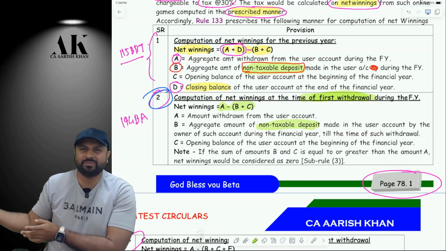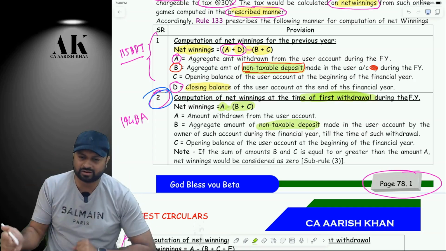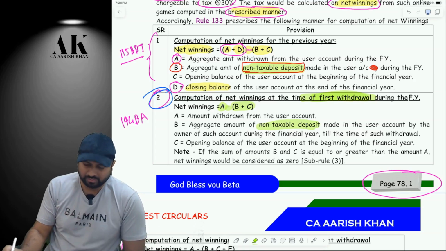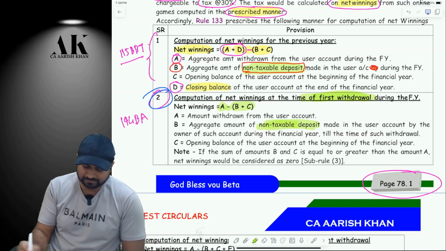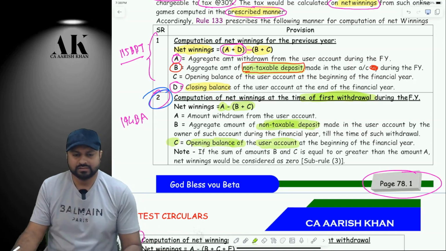Yes, I have earned 10 lakh rupees as rental income. I put it in the Dream 11 account. I withdraw that 10 lakh. Again, will I pay tax on 10 lakh or what? Please tell me. No. That is the reduction that the government is giving you. And what is C? C is your opening balance.